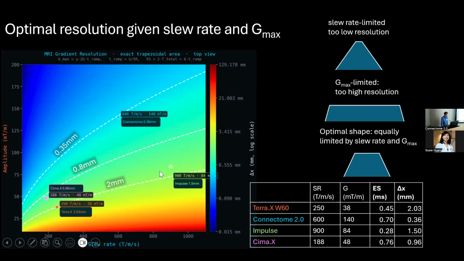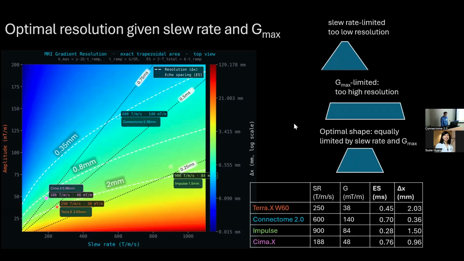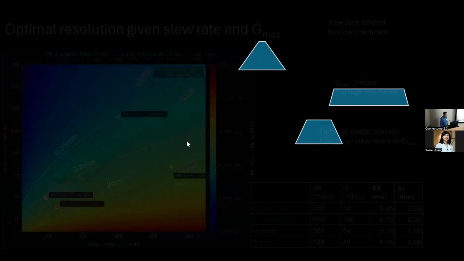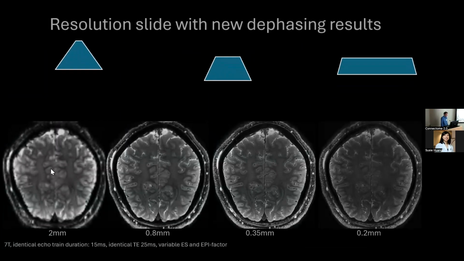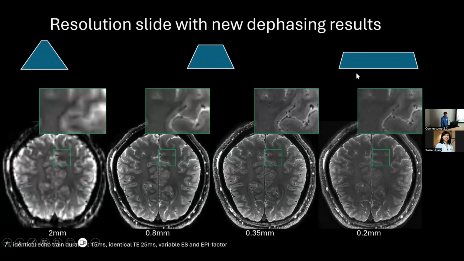Similarly, for the Impulse, it is a very, very efficient macro scale scanner, but ultimately, if we use any resolution that's higher than 1.5 millimeters, we are less limited by slew rate, we are much more limited by Gmax. And superimposing here the echo spacing, you can see that it's very, very efficient. You can still use it for these mesoscale imaging, however, then you're leaving slew rate on the table, as I said. So having the spectrum of these different gradient shapes here opens a spectrum of low resolution, very fast imaging, or very high resolution, slow imaging.